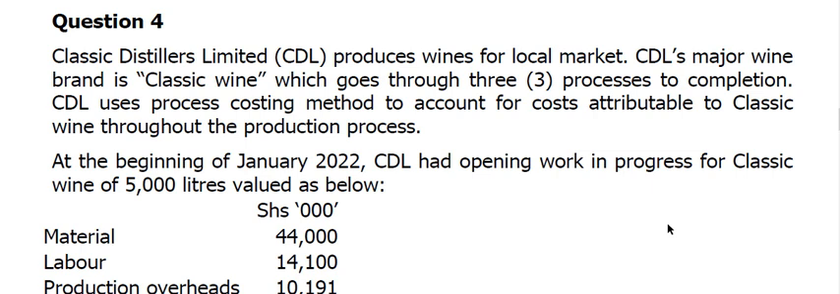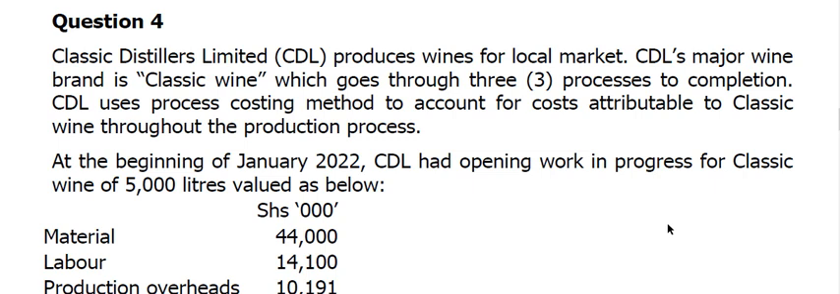Clask Distillers Limited produces wines for the local market. CDL's major wine brand is Clask Wine, which goes through three processes to completion. So you see, production goes through different processes until we come up with the final product, that is in process 3. CDL uses the process costing method to account for costs attributable to Clask Wine throughout the production process.